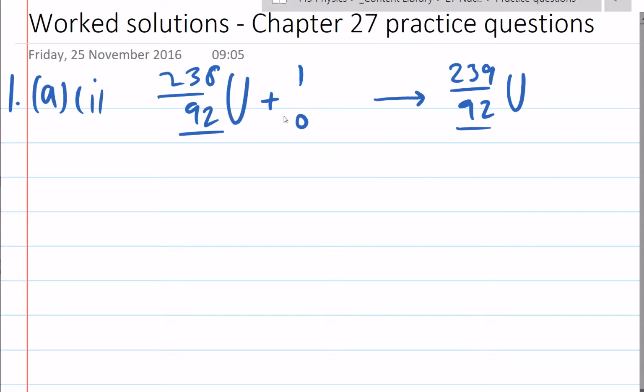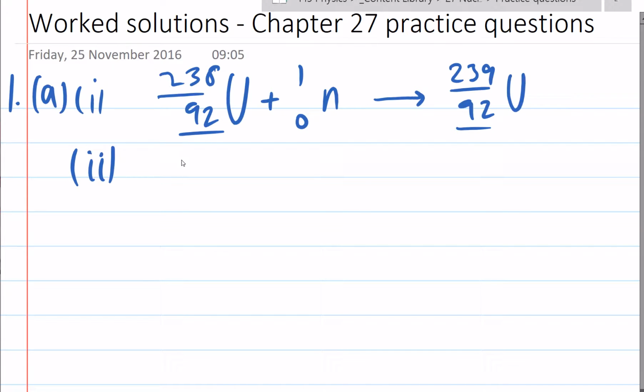So question 1A, part 1 is looking for the decay equation of uranium-238, the formation of uranium-239 from 238. So we've got uranium 238, 92 turning into uranium 239, 92. If we look at the top and bottom numbers, we've got a difference of 1 and 0, and that's a neutron.